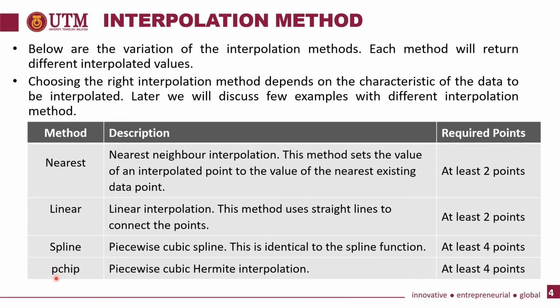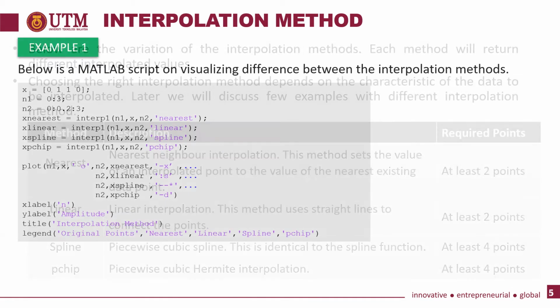PCHIP is piecewise cubic Hermite interpolation. You must have at least 4 points. The difference between spline and PCHIP is that spline doesn't have any edges, it just has a smooth line, but PCHIP has edges. It still curves, but it has edges. After this, I will show you some of the differences between each of the interpolation methods, so you can understand.